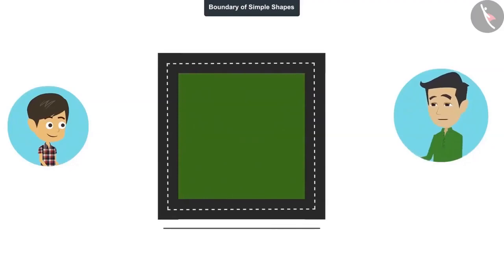One side of its length is 250 meters. Now you tell me, how many rounds do I have to walk to complete 3 kilometers? You mean I have to find the length of this boundary? Yes. Okay, I will try.